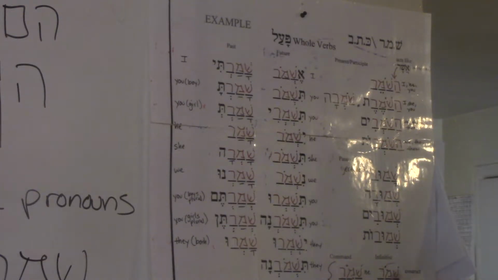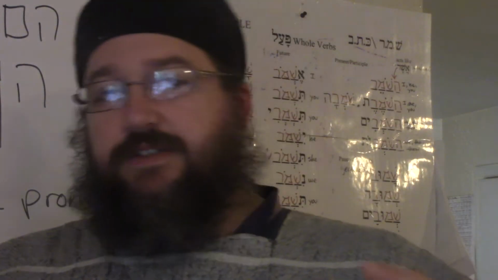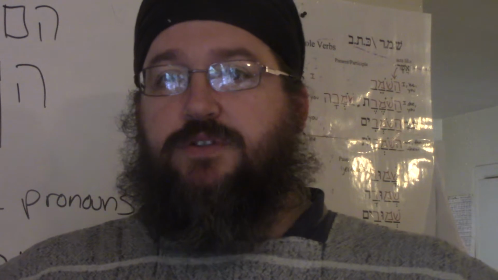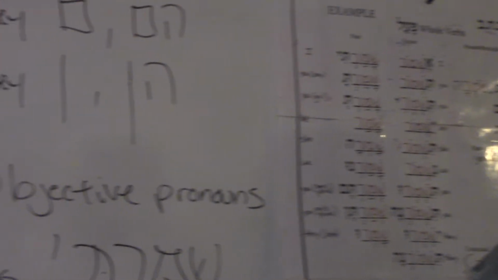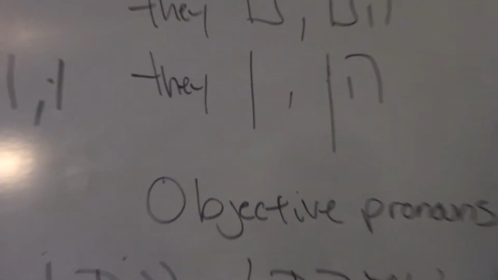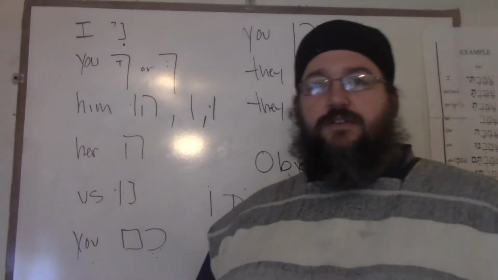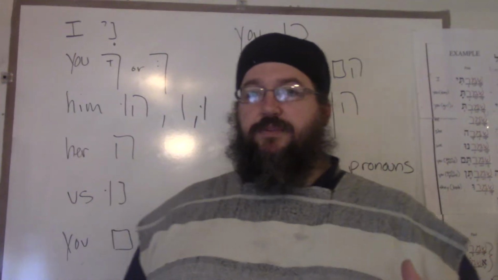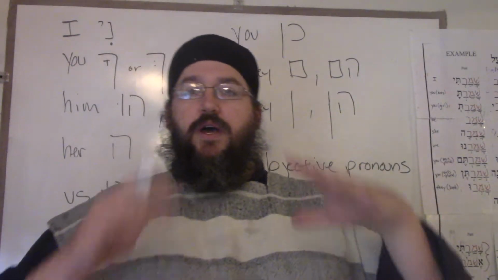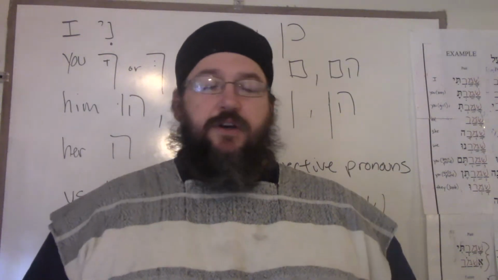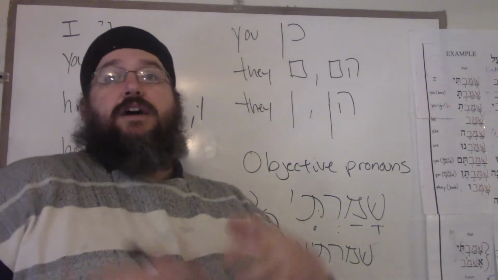If I look at this chart, or any of the charts in the grammar material that I posted on the website, yadramah.wordpress.com, you'll find all the verb charts show you the normal form of how that verb functions, which means you're never going to find any objective pronouns attached to any of these, because it's not grammatically correct.